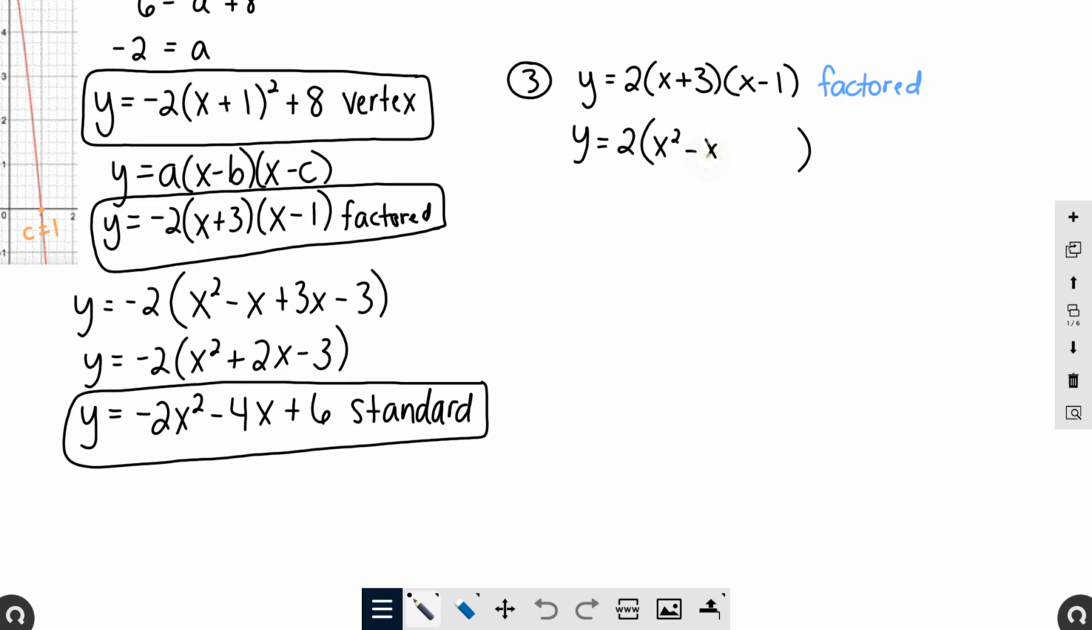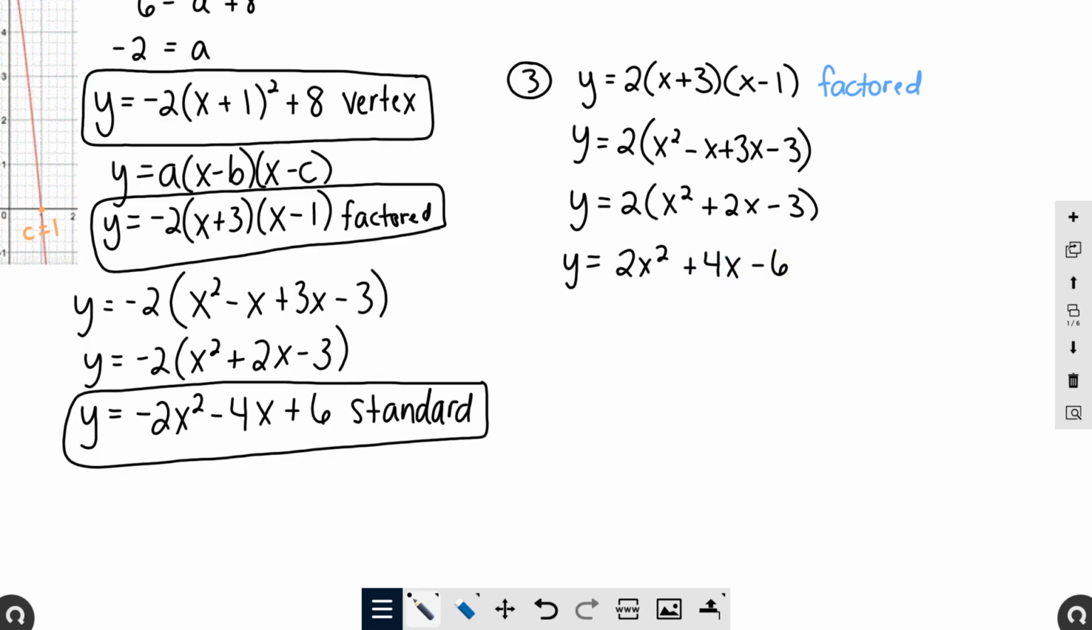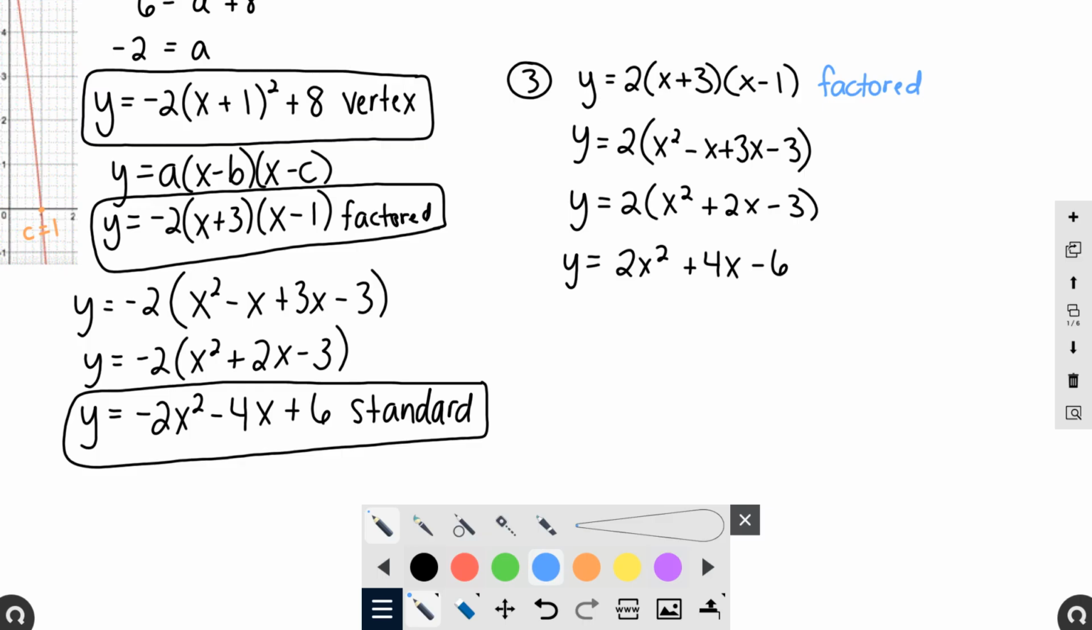X squared minus x plus 3x minus 3. Combine those like terms and distribute that too. Almost, this one started out as a 2, so it's going to switch the signs, but pretty much that's it with the difference between those two.